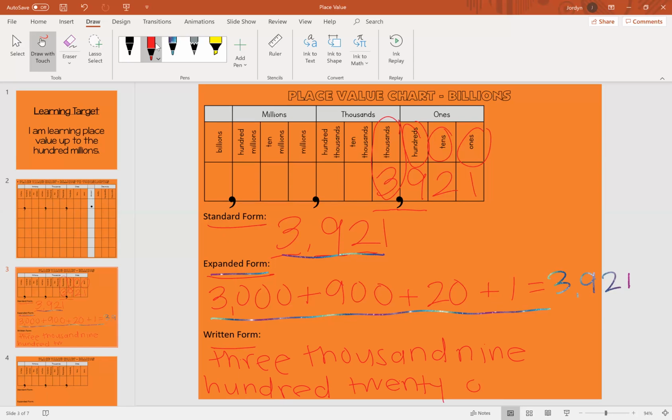3,921. Now here's where it gets a little tricky. Anytime you have a number that you're saying in the tens and ones place that ends up being 2 words, so the numbers in the tens and the ones are called 21, when you have 2 different words, you will put a hyphen between those 2. So that is the written form. Let's go ahead and try another one.